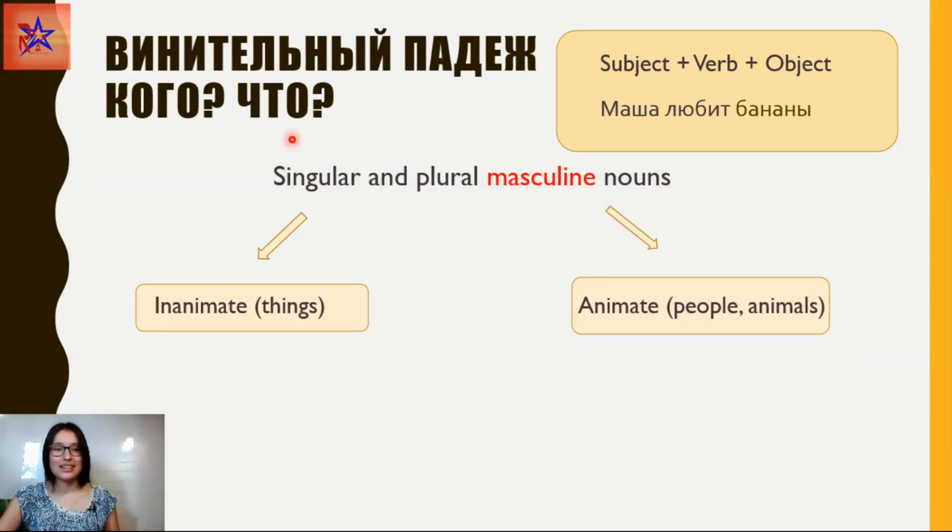And now let's move to the accusative case. Answers questions like кого, что. And it is used for the direct objects. What are the direct objects? That's easy. A direct object is something or somebody to which a subject does something. Like Masha любит бананы. Masha likes bananas. So you see, we don't use the prepositions here. Masha любит бананы.